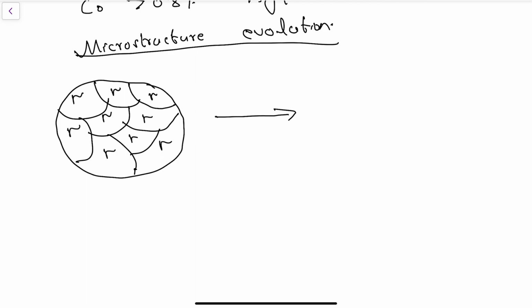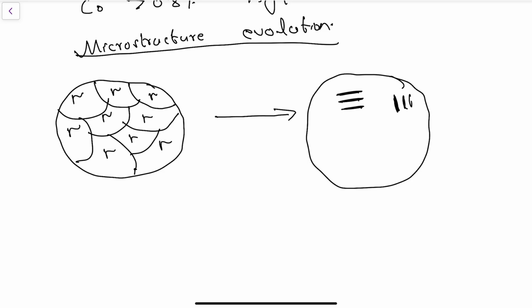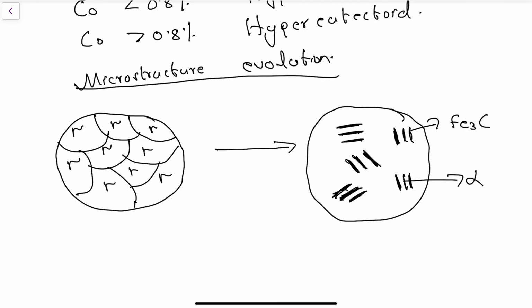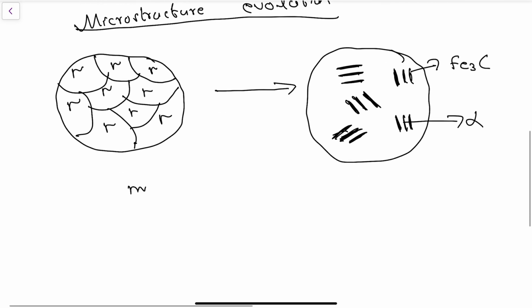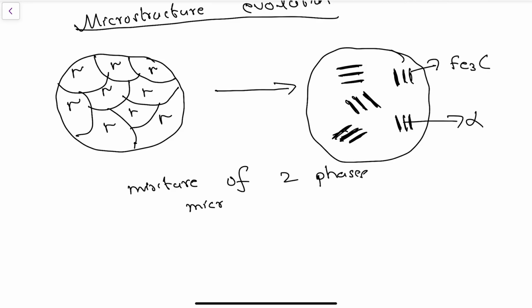So what happens during the eutectoid reaction? This gamma gets converted to a lamellar structure, you can see here. In this lamellar structure, the dark region is called Fe3C, that is cementite, and this white region is called alpha phase. That is, gamma is getting converted to alpha ferrite and cementite. That is a mixture of two phases, or microconstituents. These are the microconstituents in eutectoid steel.